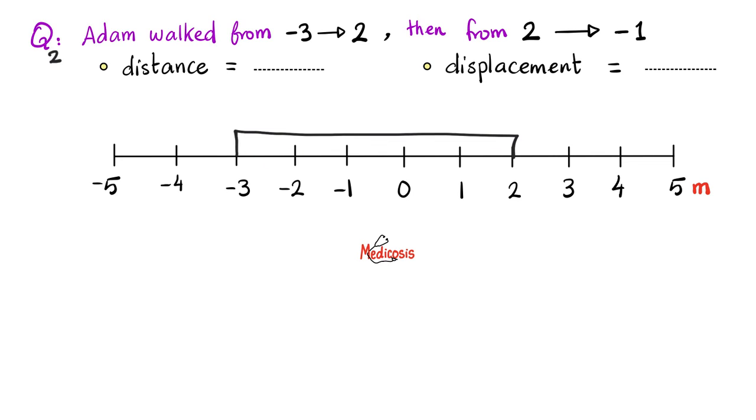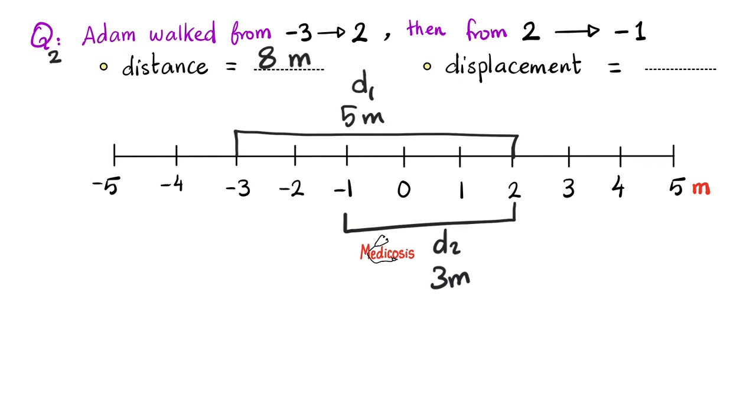How many meters are there? 1, 2, 3, 4, and 5. So this is 5 meters, and we can call this D1. Then I walked from positive 2 to negative 1, like this. How many meters are here? Here is 1, here is 2, and here is 3. So we can say that D2 is 3 meters. What is the total distance? D1 plus D2 equals 5 meters plus 3 meters. Total is 8 meters. This 8 meters is the total distance that this doofus walked.